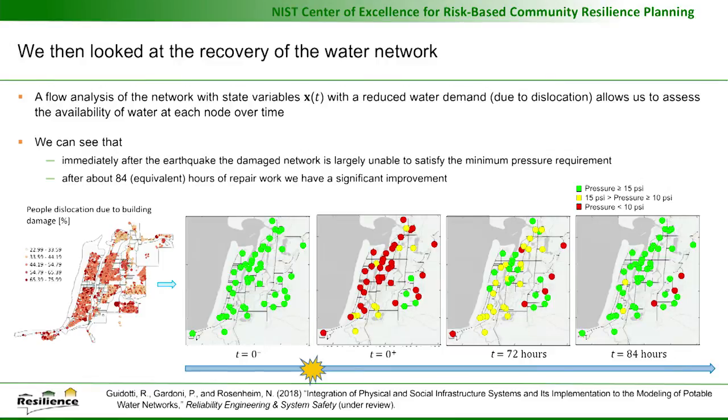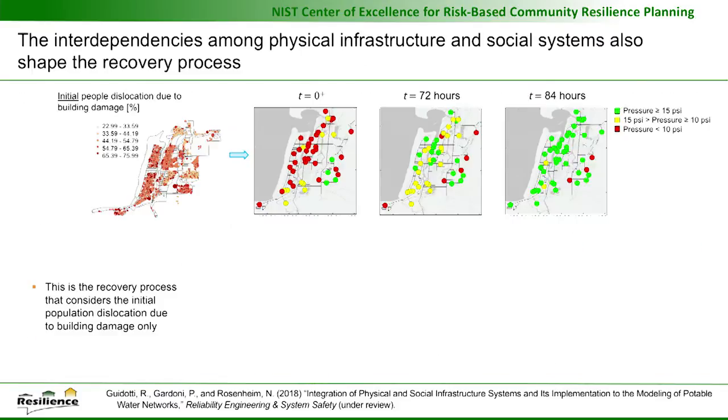We then looked at the recovery of the water network. A flow analysis of the network with the state variable x with a reduced water demand due to population dislocation allows us to assess the availability of water at each node over time. We can see that immediately after the earthquake, the damaged network is largely unable to satisfy the minimum pressure requirement. However, after about 84 equivalent hours of repair work, we have a significant improvement.